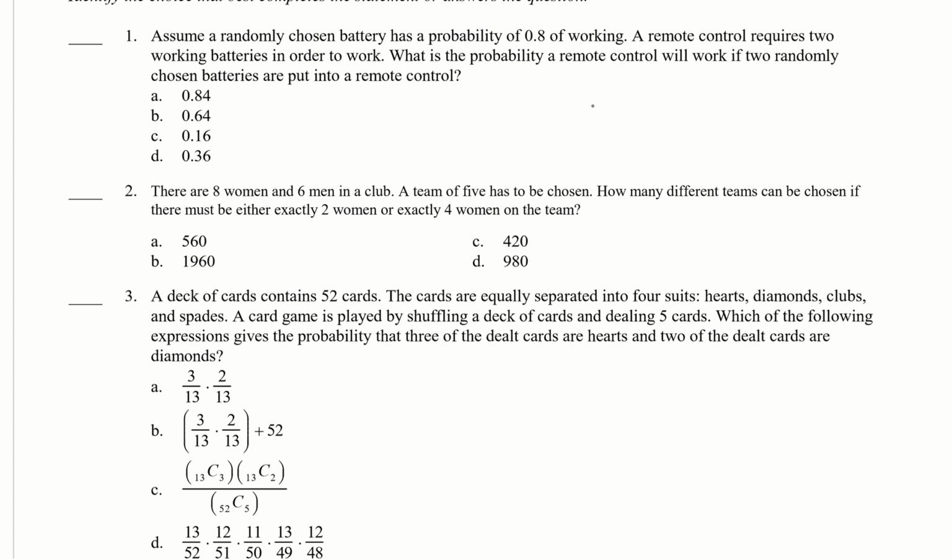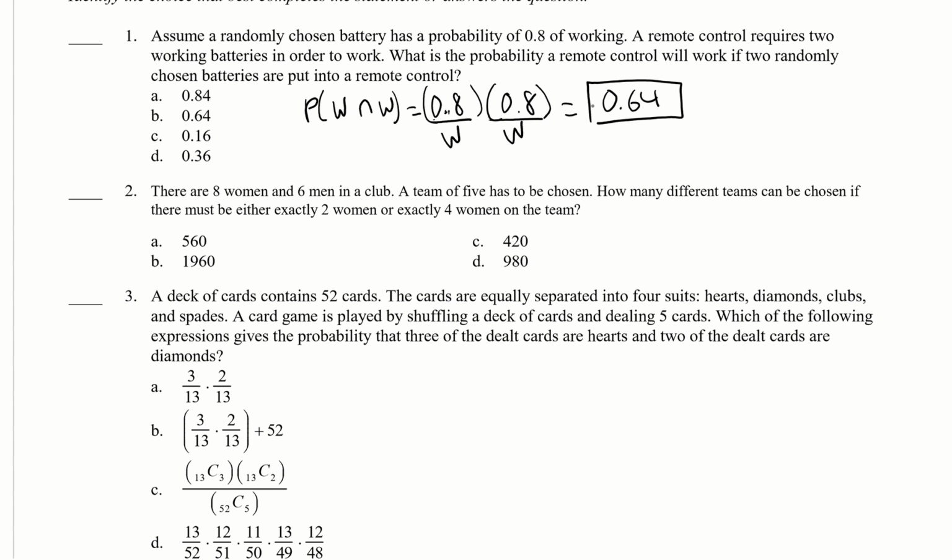Okay, so here we got 2 batteries. It says we want them to both work. So we have the probability that the first one works and then the probability that the second one works, right? The probability that the first one works is 0.8. The probability that the second works is also 0.8. And so what we do is we multiply those two, the probability of working and working. And so we get 0.64. Okay, so the answer is B.